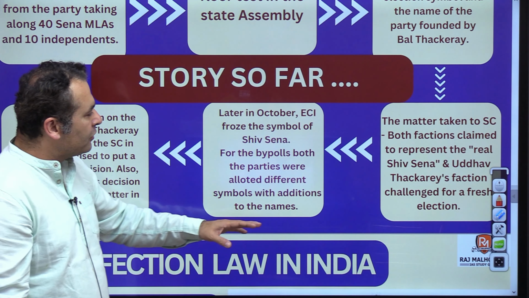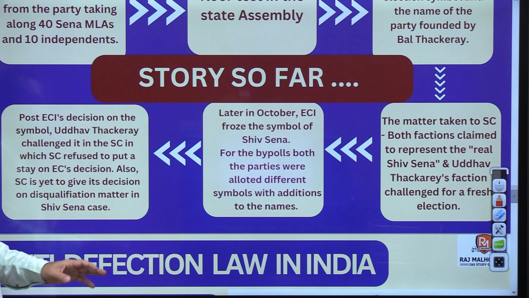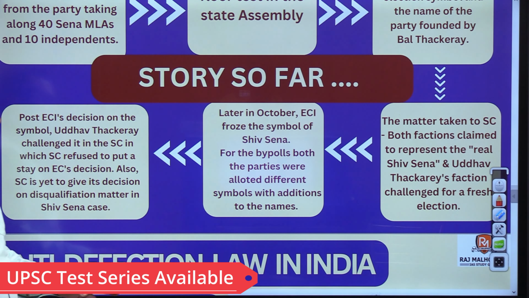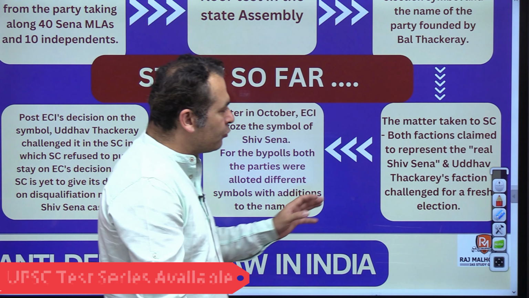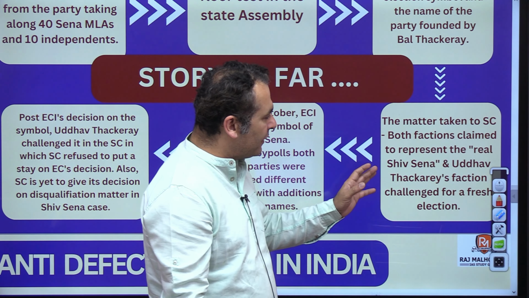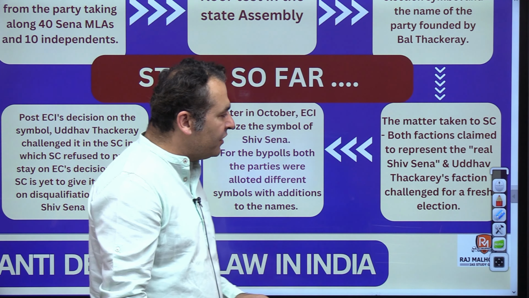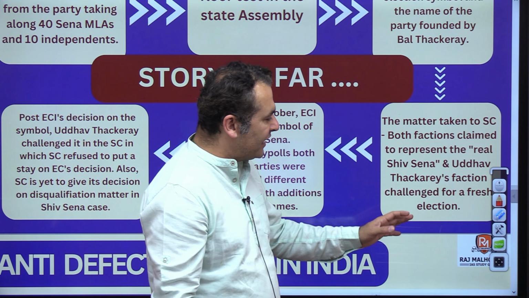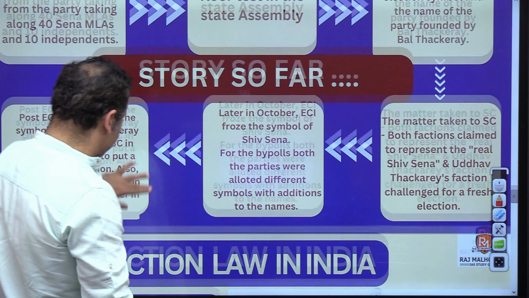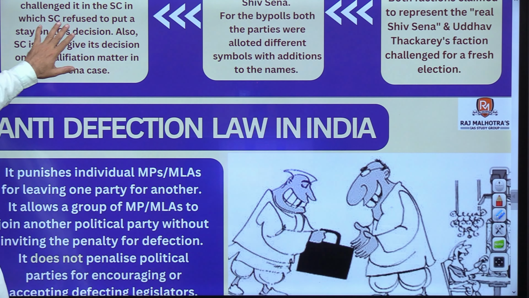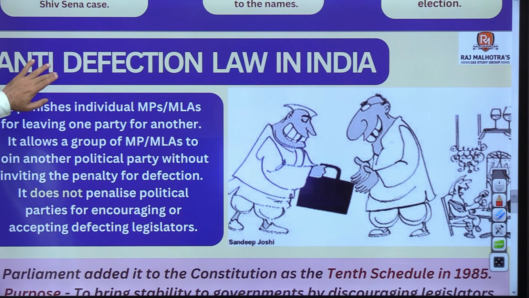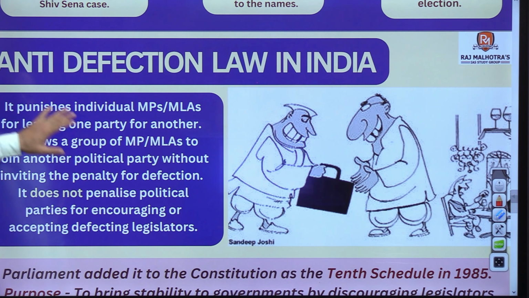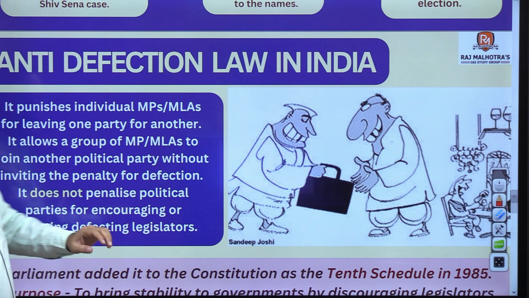Later in October, the Election Commission froze the symbol of Shiv Sena. For the bypolls, both the parties were allotted different symbols with additions to the names. The matter was taken to the Supreme Court, both factions claimed to represent the real Shiv Sena, and Uddhav Thackeray's faction called for a fresh election. Now the question is, when a defection happens, what exactly is the situation in the Indian system? So what is the anti-defection law in India?